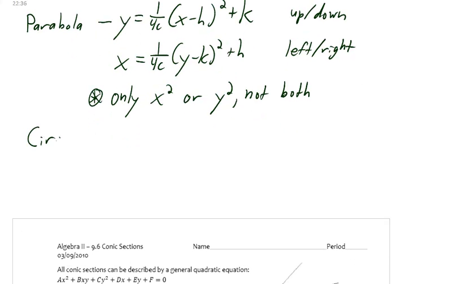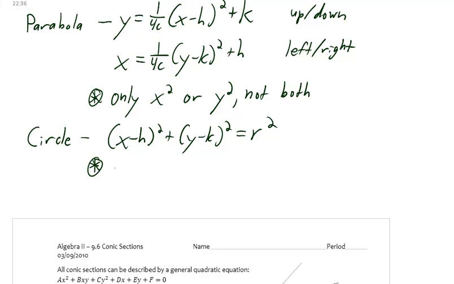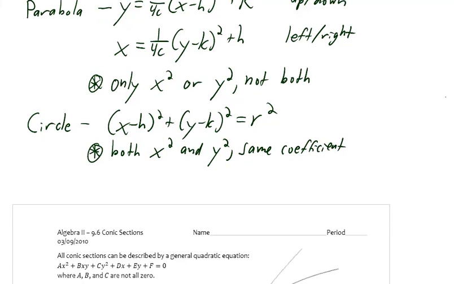Let's move on to circles. For the circle, our general form was (x minus h) squared plus (y minus k) squared equals the radius squared. Something to note about the circle is that both x squared and y squared are there, and they have the same coefficient. In this case, the coefficient is 1 because we always move it to the other side as the radius. But if you didn't have the same coefficient, you would then have an ellipse.